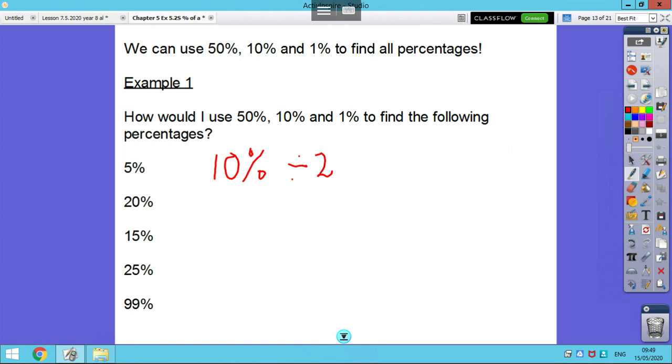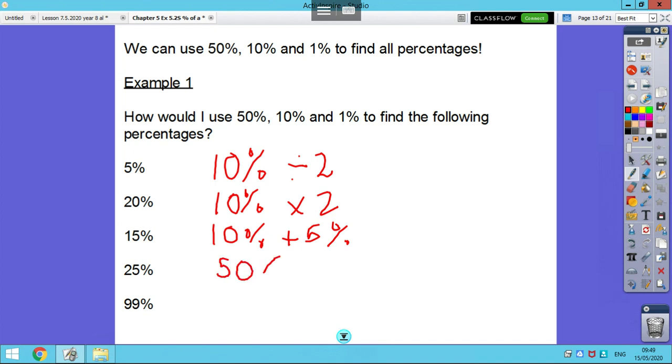How could you find 20%? Well, you could find 10% and times it by 2. What about 15? Well, I could find my 5% and I could find my 10% and I could add them together. So I could find 10% and then add my 5%, couldn't I? What about 25%? Now, there's a few things you could do here. The easiest thing that I think you could do is find 50% and then half it, because 25 is half of 50.